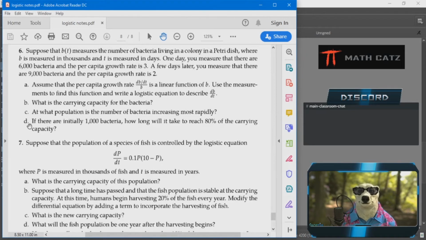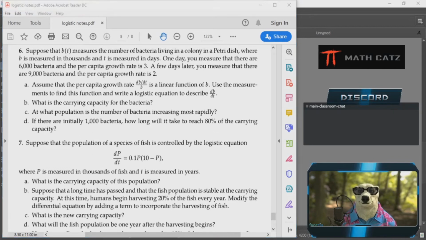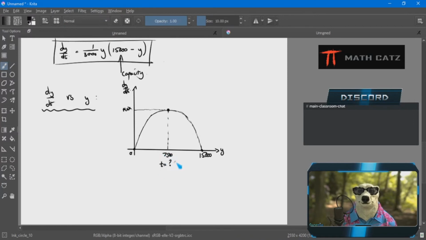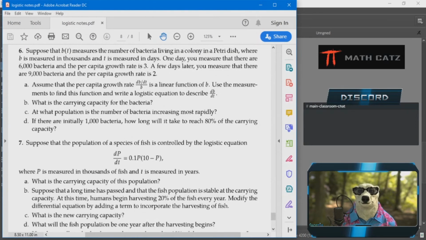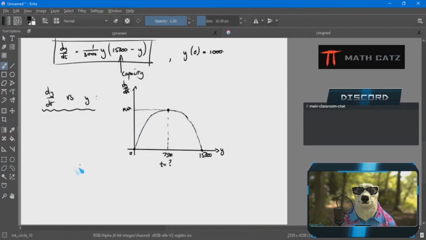So the last part of the question is, if there are initially 1,000 bacteria, how long will it take to reach 80% of the carrying capacity? And perhaps we also want to know here, this is 50% of the carrying capacity. When does that happen? But once we have the function, we can answer all the questions they want. So I originally have 1,000. I now have my initial value problem complete.